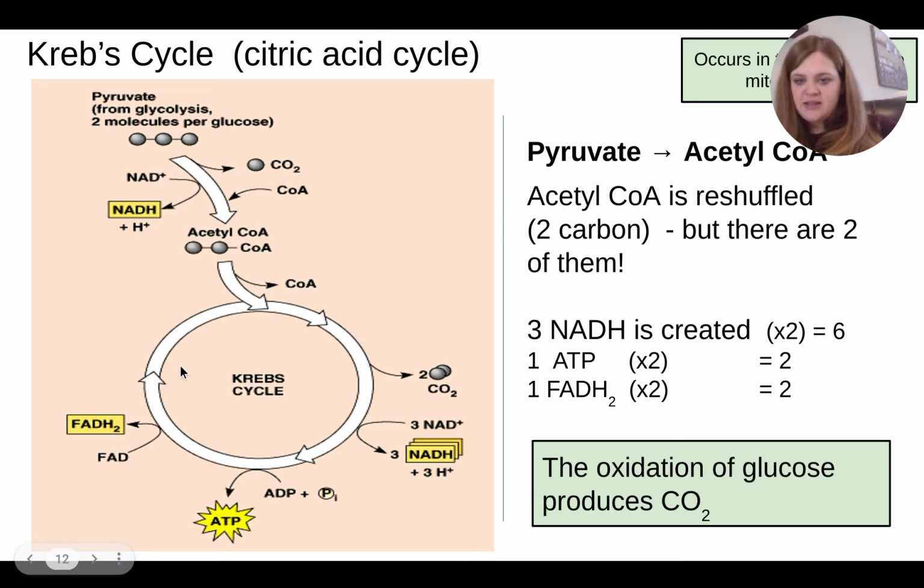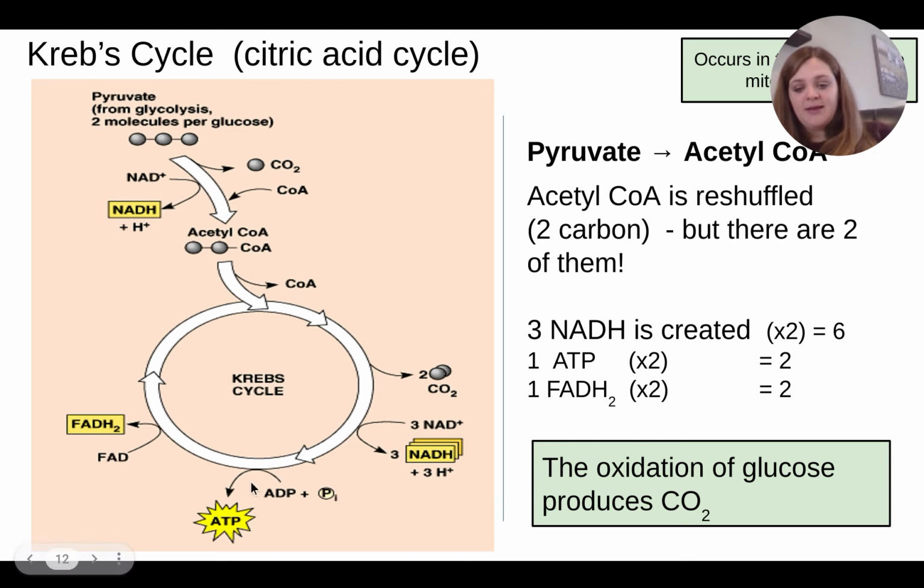In this step, I am not going to require that you know all the details in the Krebs cycle because this cycle gets super intense. But you do need to know that there are 3 NADs created here, times 2. So we have a total of 6 NADs that are created.